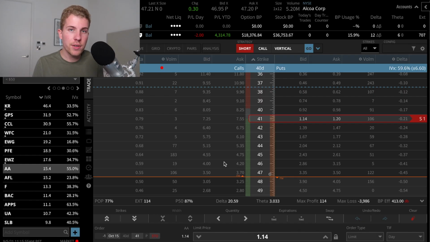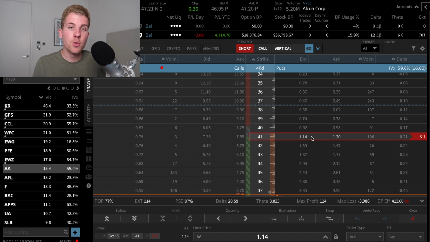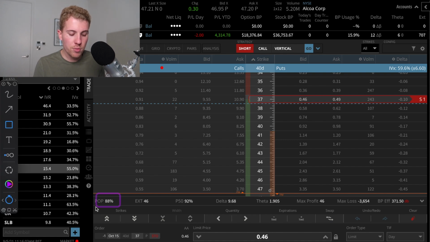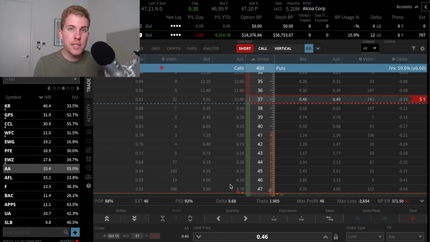After that, nothing prevents you from, for example, selling a put that is further out of the money. It's going to increase your probability of profit. You can see that now my POP, which means probability of profit, is around 88% compared to before where it was around 79%. But obviously the drawback of having a high probability of profit is that you're going to earn less money.